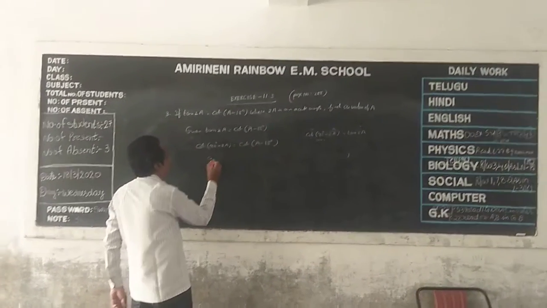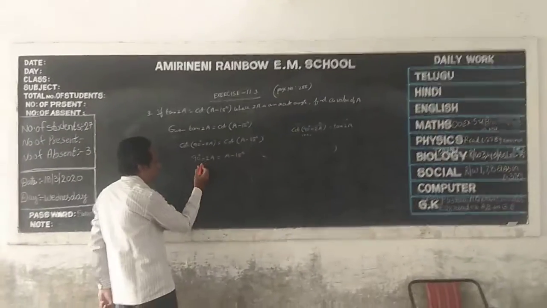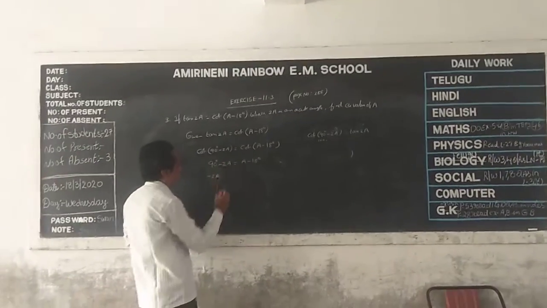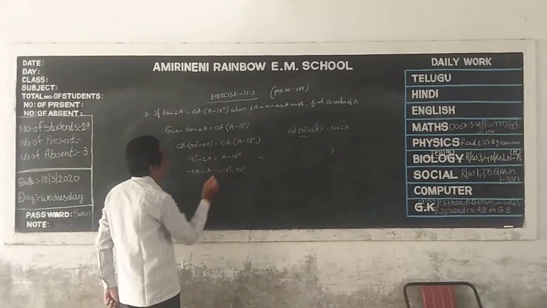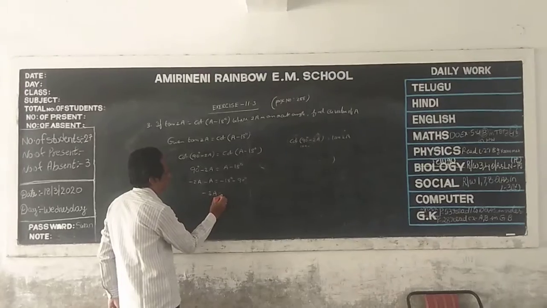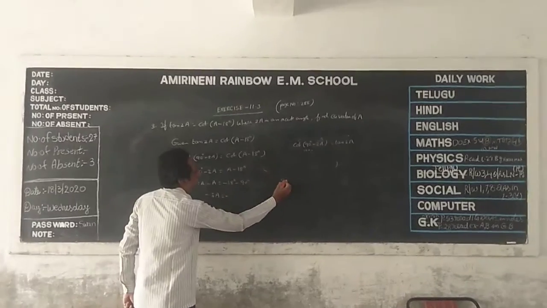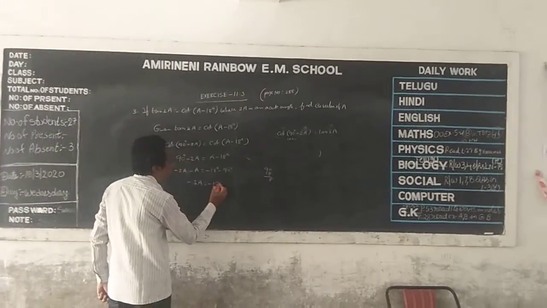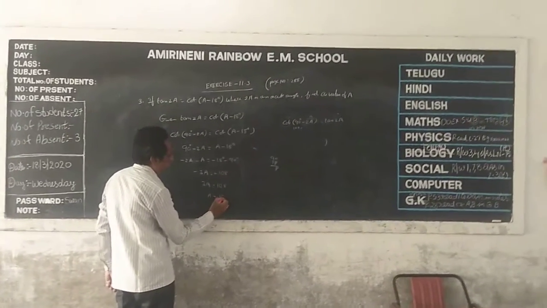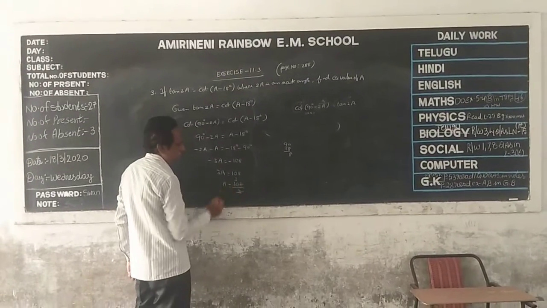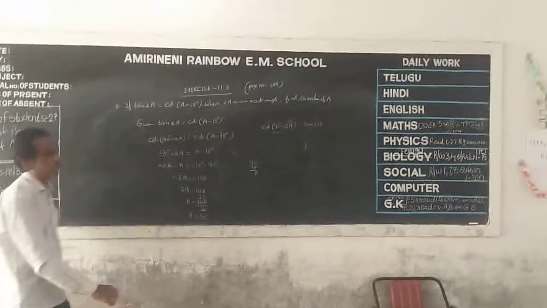Cot cancel. 90 minus 2A is equal to A minus 18 degree. Minus 2A plus A transfers to minus A is equal to minus 18 degree plus 90 transfers to minus 90. Minus 2A minus A is minus 3A, minus 90 plus 18. 90 plus 18 is 108. 3A is equal to 108. A is equal to 108 by 3. 3 3 is 9, 3 6 are 18. A equal to 36 degrees.